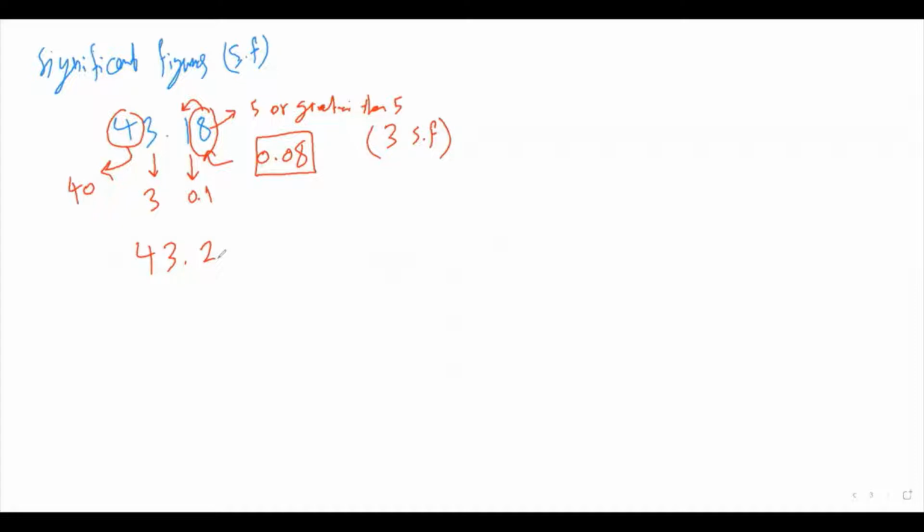But if the number was originally 43.14, after you round it to 3 significant figures, this is what you get, 43.1, right? But here we get 43.2. So basically, if they say 3 significant figures, you look at the digit in the 4th significant figure position, and look at its behavior. Is it 5 or more, or is it less than 5?